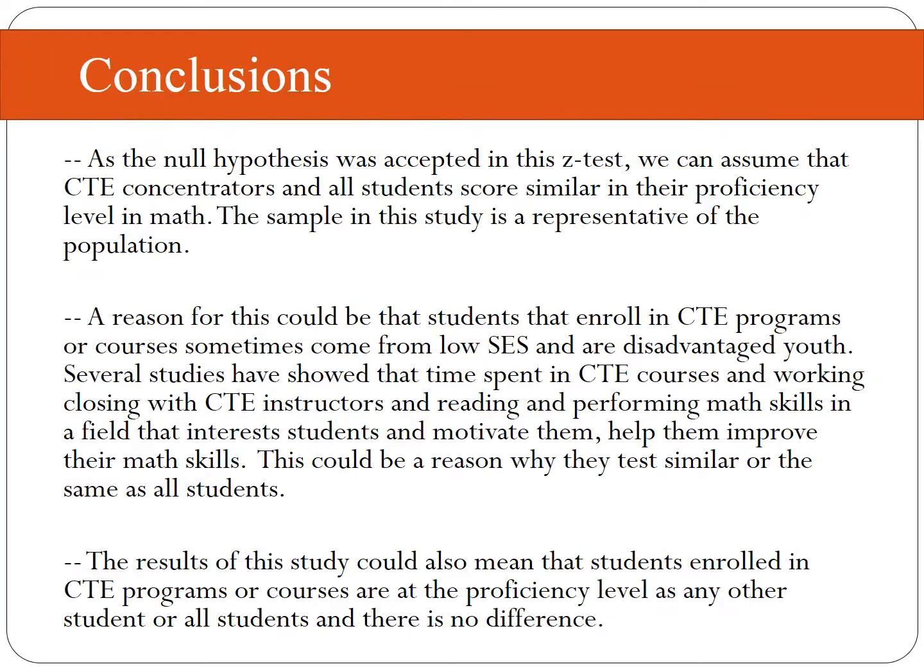So my conclusions are, as the null hypothesis was accepted in this Z-test, we can assume that CTE concentrators and all students score similarly in their proficiency level in math, and the sample in this study is representative of the population. A reason for this could be that students that enroll in CTE programs or courses sometimes come from low socioeconomic status and are disadvantaged youth. Several studies have shown that time spent in CTE courses and working closely with CTE instructors in reading and performing math skills in a field that interests students and motivates them help them improve their math skills. This could be a reason why they test similar or the same as all students.